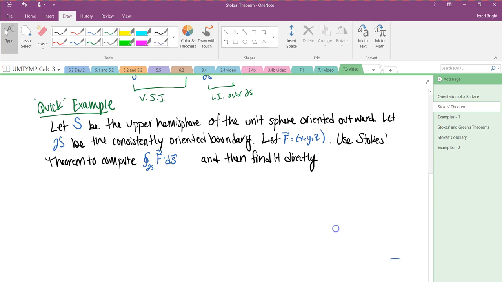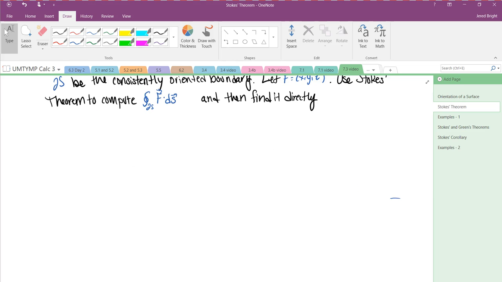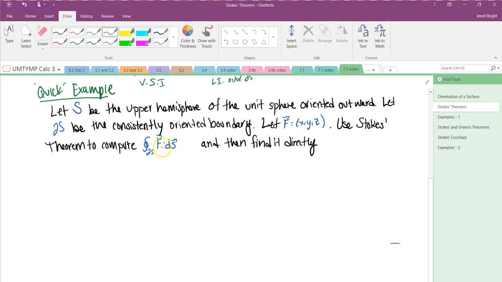So let's do a quick example. We have the upper hemisphere of the unit sphere oriented outward. Let ds be the consistently oriented boundary, and F is such. Use Stokes' theorem to compute that, and then find it directly. You could draw a nice pretty picture, but I'm not going to. Instead, we're going to use Stokes' theorem.